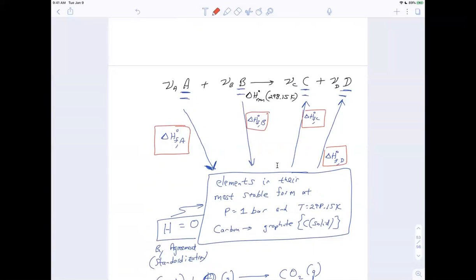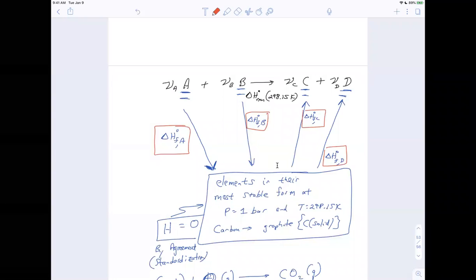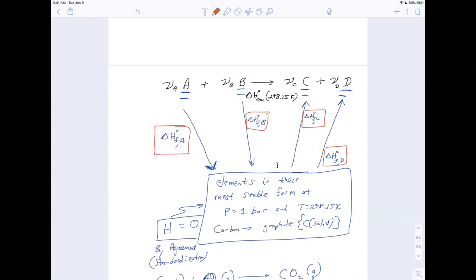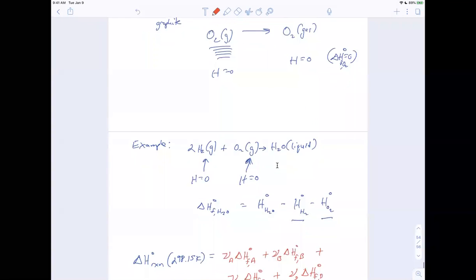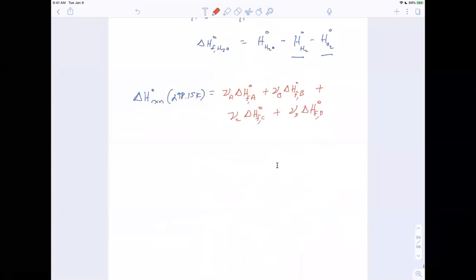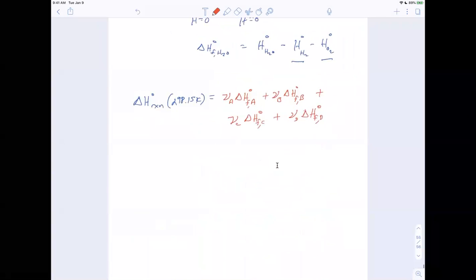Okay, so it's just computing delta H's for a particular process. In this case, instead of going from left to right, we're going to go around, through this little reservoir of elements. That's all we've done here. Now, we know that nu sub C and nu sub D, because they're products, are going to be positive, and nu sub A and nu sub B, because they're reactants, are going to be negative.